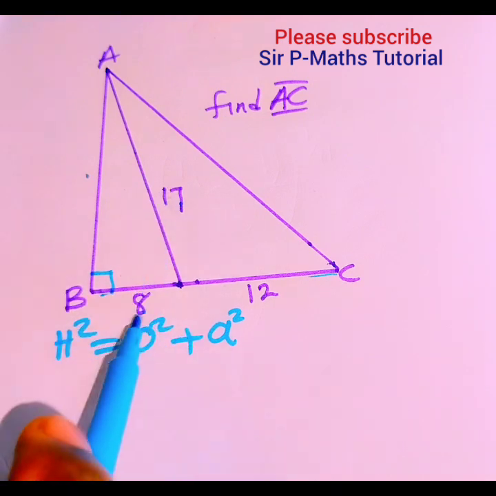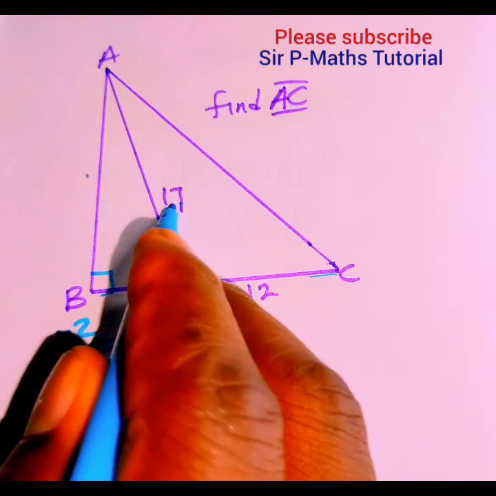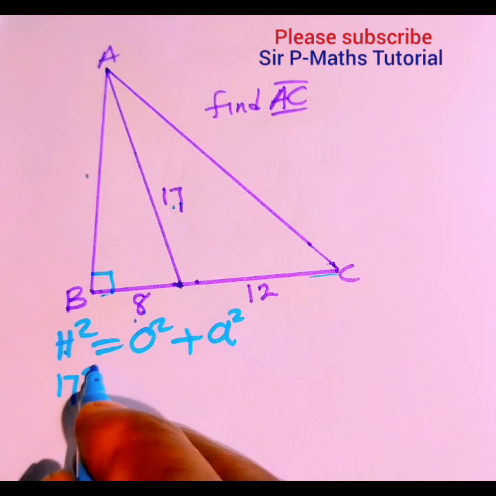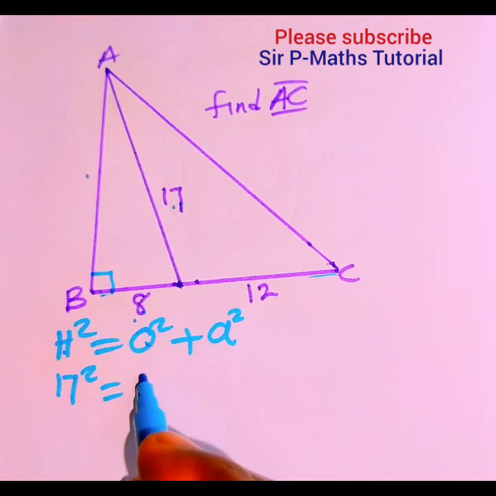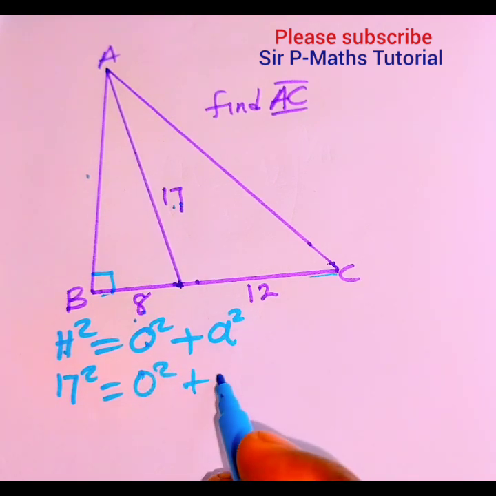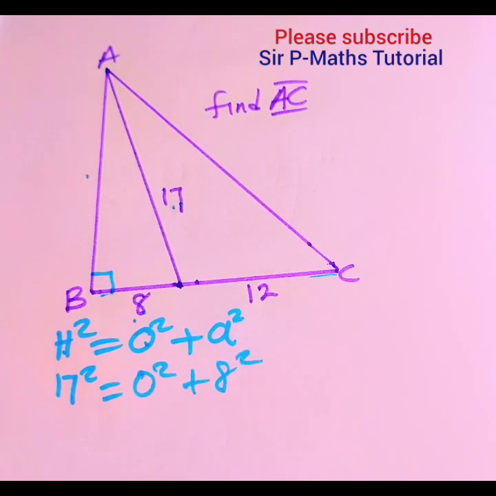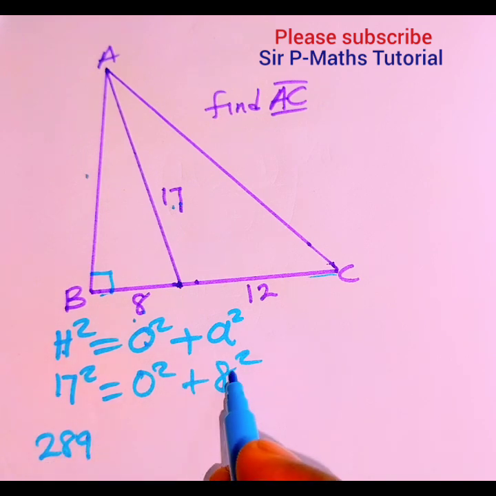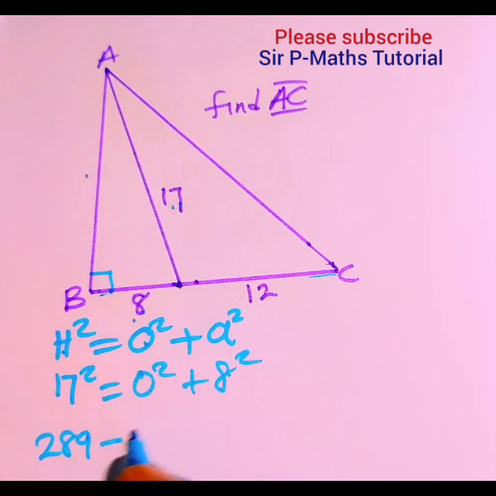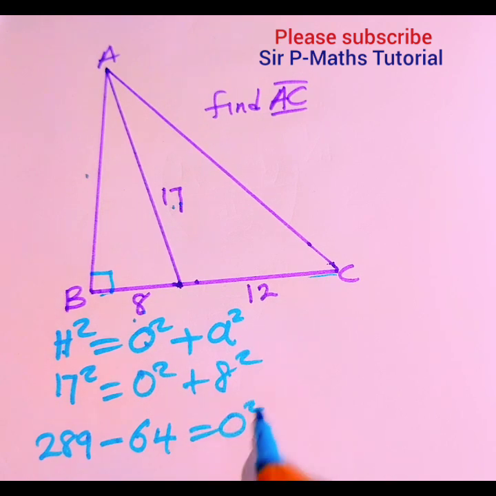Now to solve with 17 and 8, I will substitute 17, the longest side, which is h, equal to my O, the opposite I don't know, plus adjacent, which is 8, squared. Then we'll collect like terms. Square of 17 is 289. Then bring 8 over. Square of 8 is 64, equal to O squared. Then we'll subtract. Subtracting here will give me 225, equal to O squared.